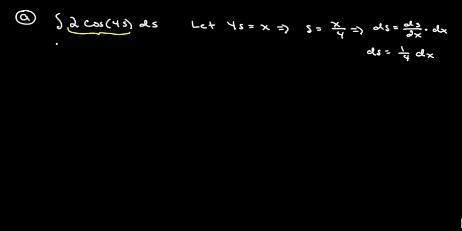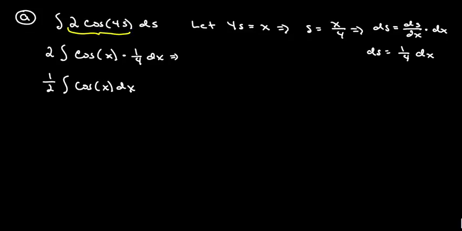Now we're going to use this here. So we're going to say that this is 2 times the integral, because I can pull the 2 out. That's one of my rules. And so we're going to go cosine. Now 4s was equal to x, so we'll just plug in x here. And now ds, that's equal to 1/4 dx. And so now, if I go ahead and pull the 1/4 out, I get 1/2, because 2 times a fourth is a half. And this becomes cosine x dx.